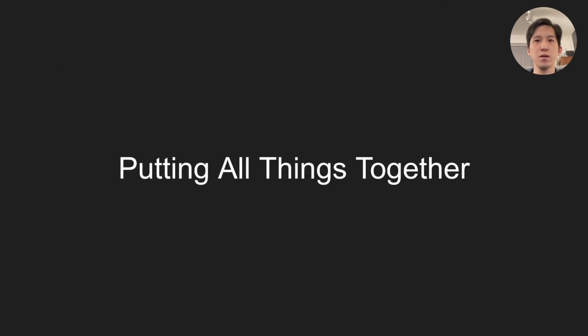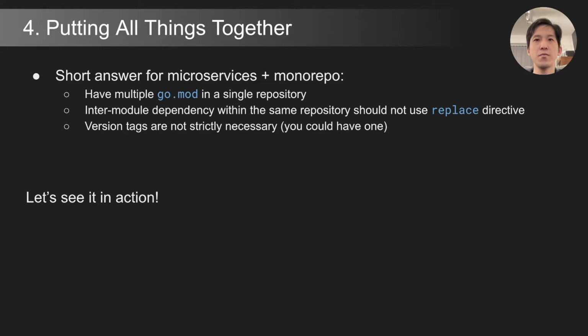So, putting all things together, here comes the main demo. We will have a monorepo, and in that single repository, we will have multiple go.mod files, each representing a service, shared library, etc. We will not use the replace directive, and tagging and versioning are not strictly necessary thanks to the power of Go modules. We do a quick version update and see how that works from the microservice point of view. Let's see it all in action.